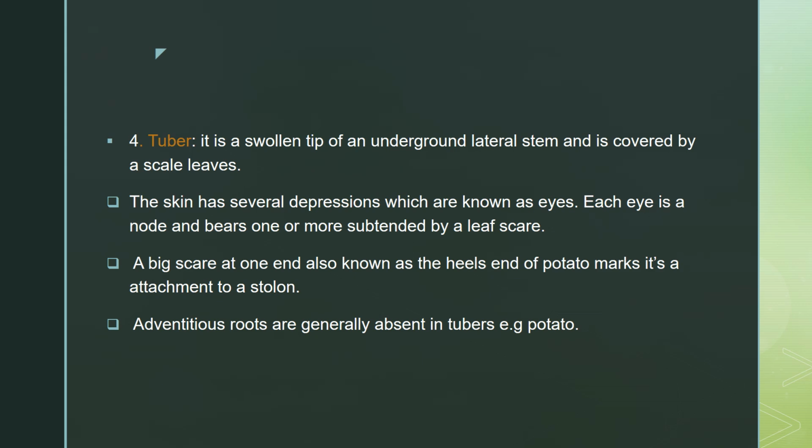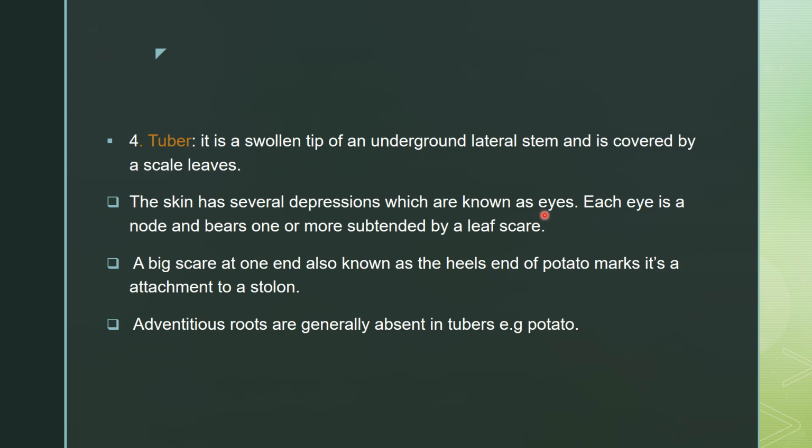Tuber. The tuber is familiar to you because it's almost in our houses. It's a potato. An example for this is potato. It's a swollen tip of an underground lateral stem and is covered by scale leaves. The skin has several depressions which are known as eyes.